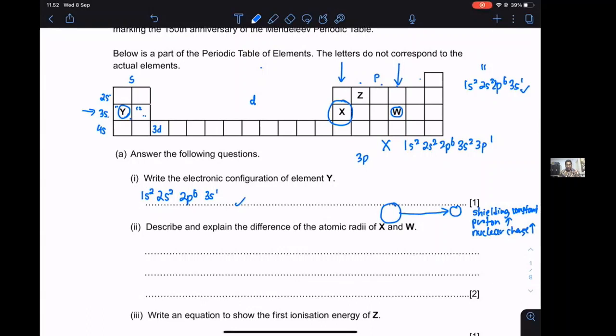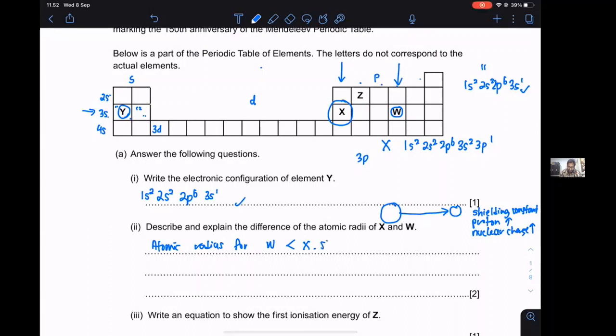So to describe and explain the atomic radii, you write down that the atomic radius for W is smaller than the atomic radius of X. Why? Because going across the periodic table, the number of shells are the same.